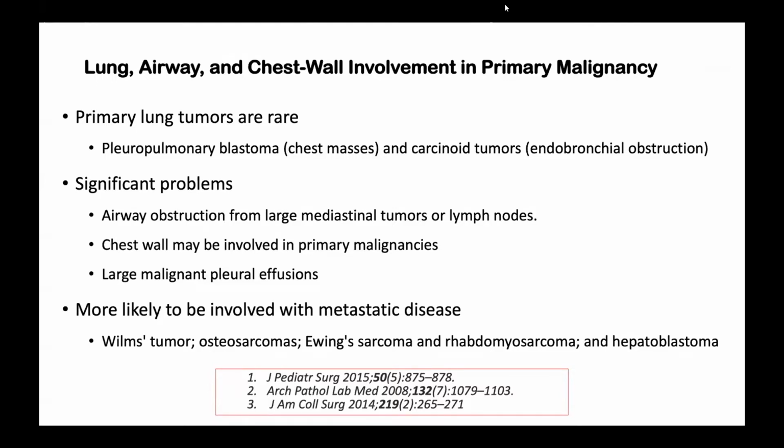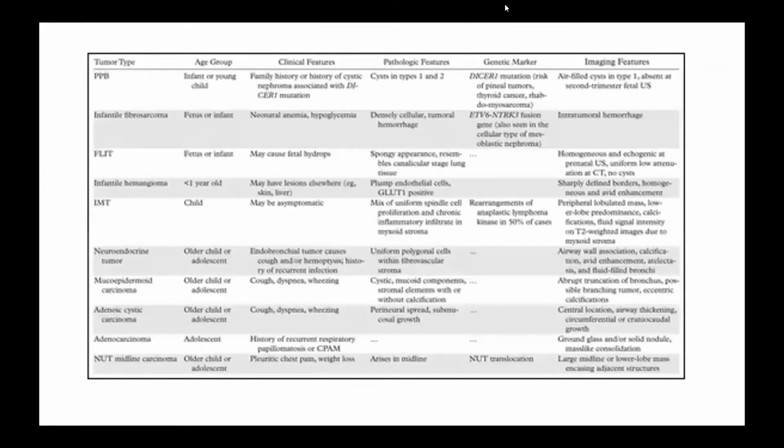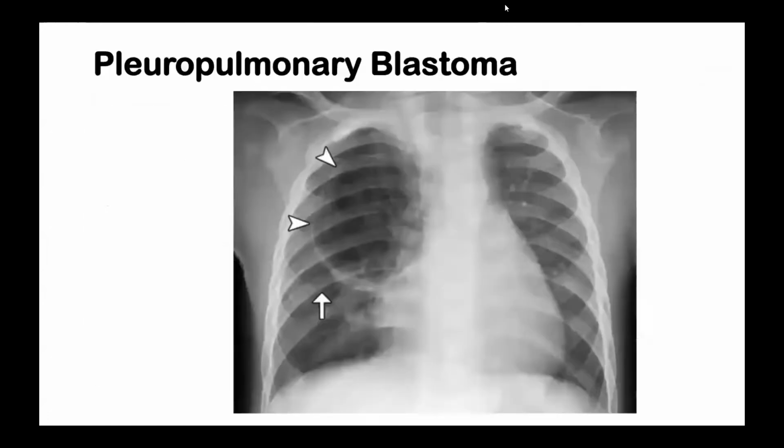Then you can have metastatic disease with primary involvement in other organs, such as Wilms tumor, osteosarcomas, Ewing sarcoma, and other tumors. This is an exhaustive list in tabulated form, different tumors in the specific age group, clinical features, pathologic features, and genetic markers, and of course, imaging features. Unfortunately, this is not very clear, but I can assure you this looks a very good table to look at.